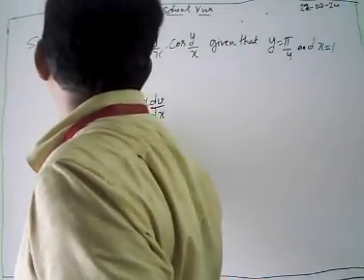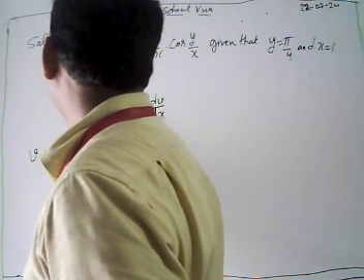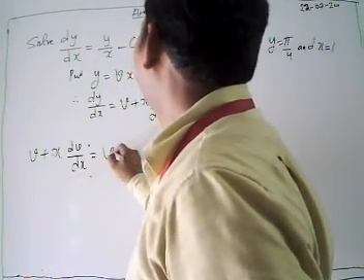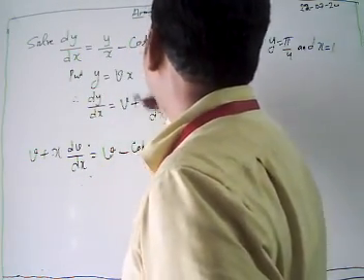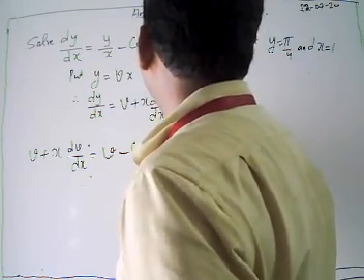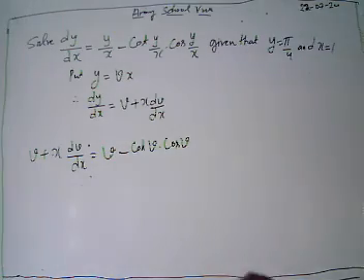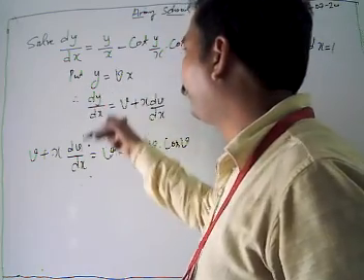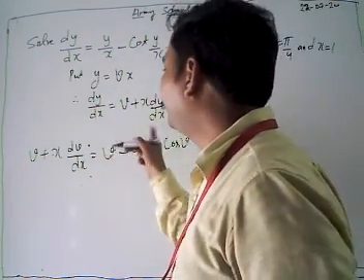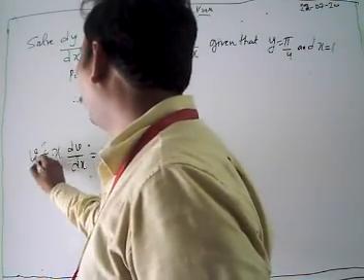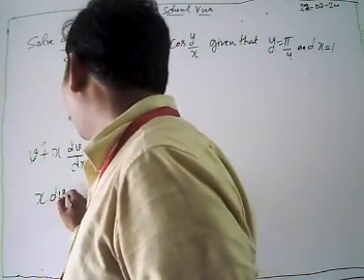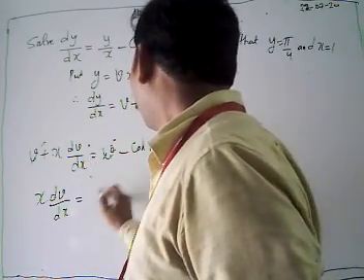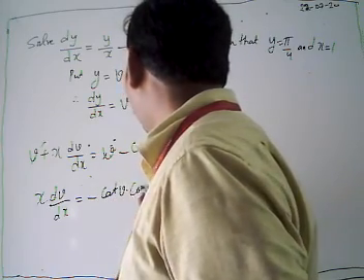Then our equation is transformed to v plus x dv/dx equals, the value of y/x is v, so we get v minus cot v into cos v. At the place of y/x we put v, and at the place of dy/dx we put v plus x dv/dx. Now this v and v cancel out. Now we have x dv/dx equals minus cot v into cos v.